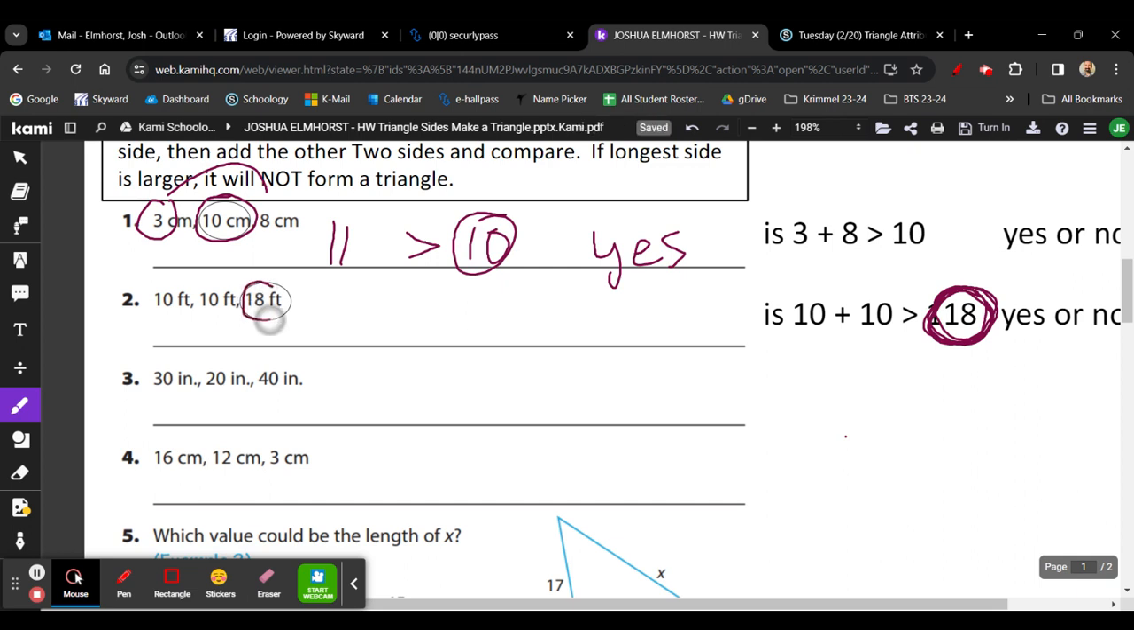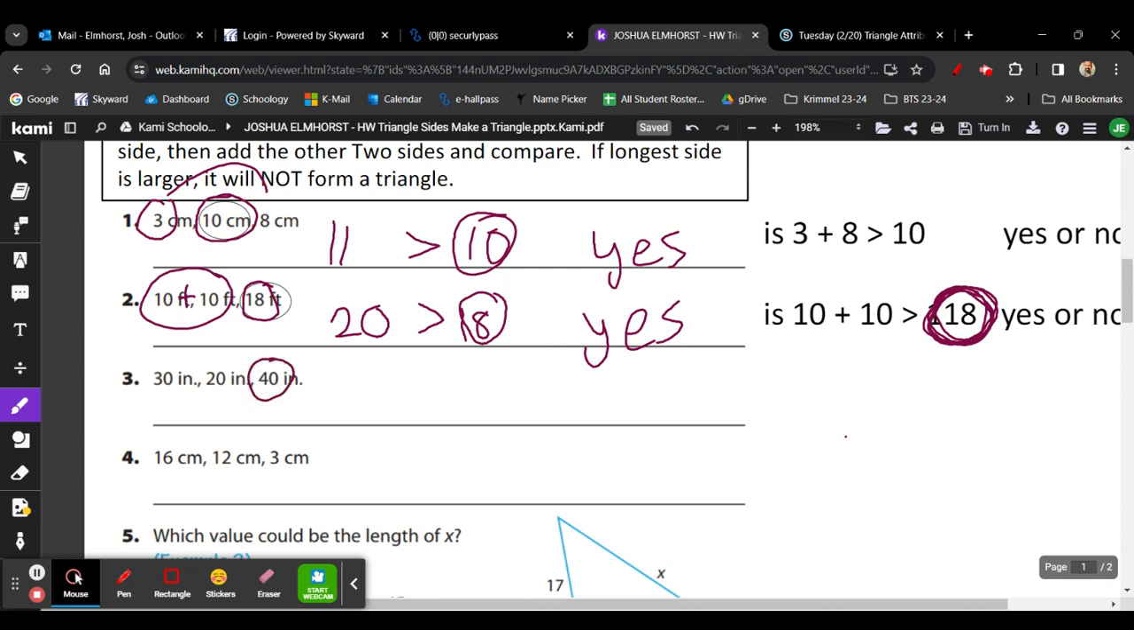10, 10, and 18. 18 is the longest side. So we got 18. We add up the two shorter lengths. Is 20 long enough in total length to make a triangle with 18? Yes. So 20 is greater than 18, so yes, you can make a triangle.